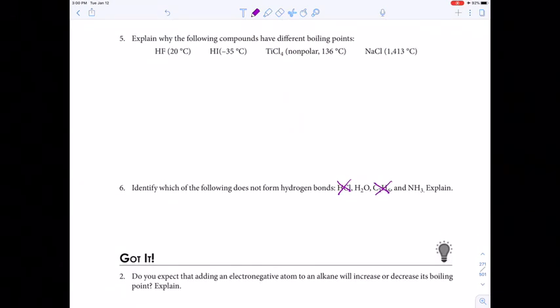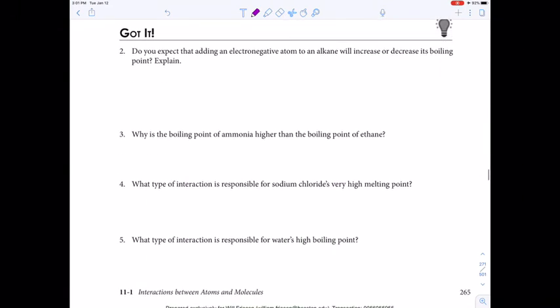Okay, why do these compounds have differing boiling points? We're not going to take the time right now to go through each of these. However, it's all going to boil down to the type of intermolecular attractions that each one is capable of. A few of these, we're not going to necessarily write down just to save ourselves some time because this video is already getting a little bit long.